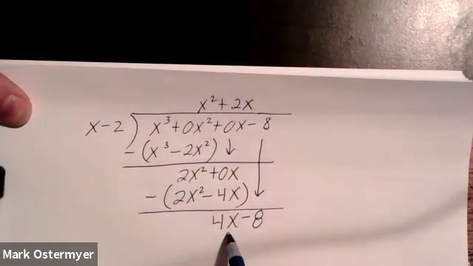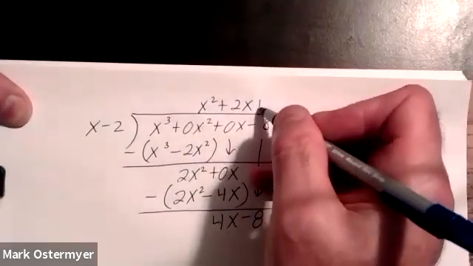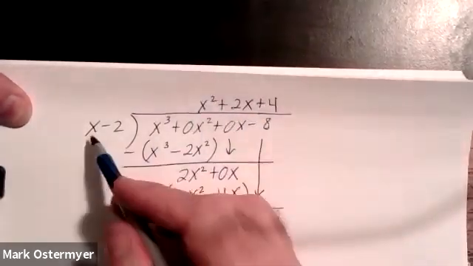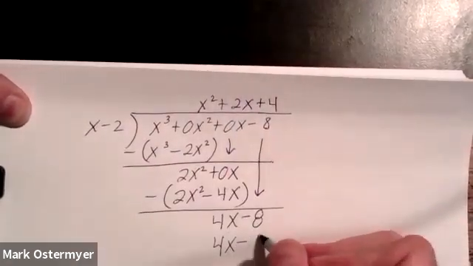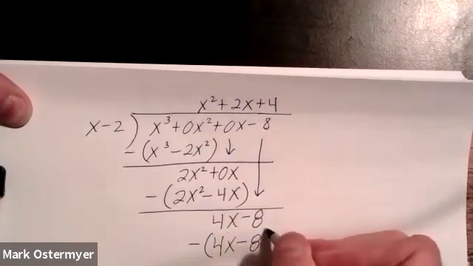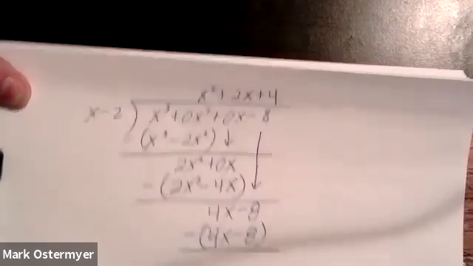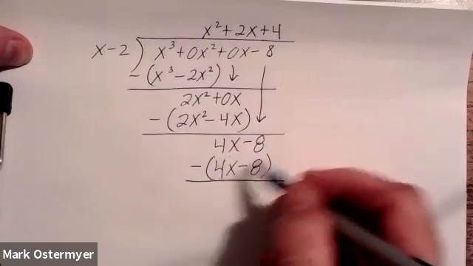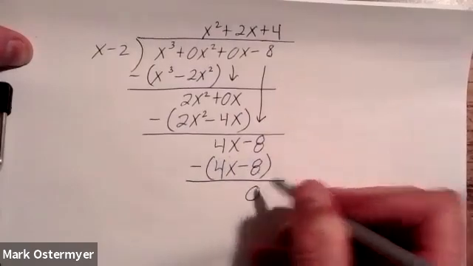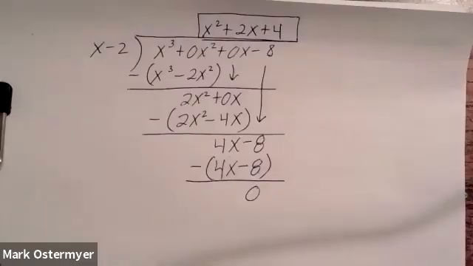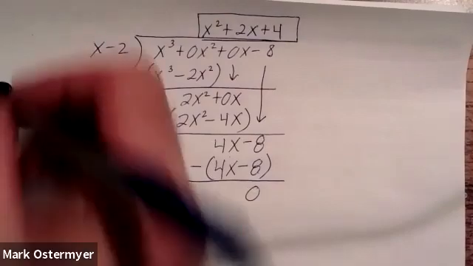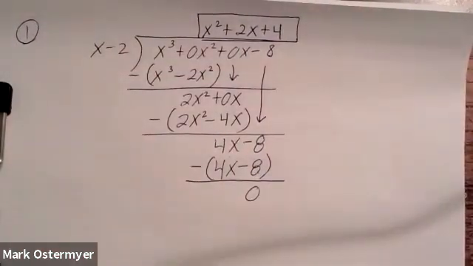x divides into 4x plus 4 times. 4 times x is 4x. 4 multiplied by -2 is -8. Subtract off the whole polynomial. 4x minus itself is 0. -8 subtract itself is 0. 0 remainder. Anybody get this for an answer? Yes, I did. All right, congratulations. That's the answer to classwork 3, number 1.